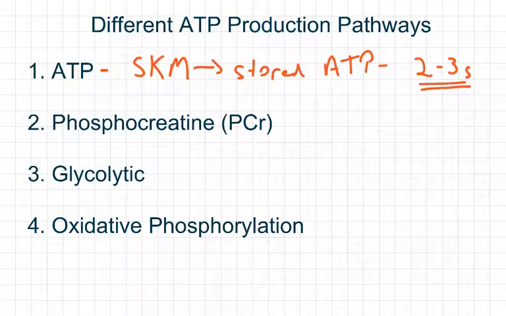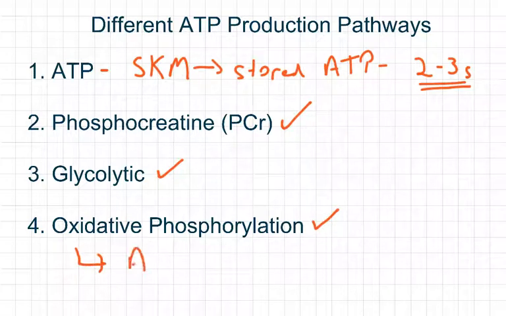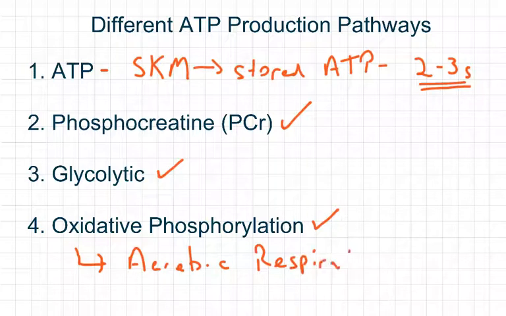But what happens when work lasts longer than these 2 to 3 seconds? Well, in this case, the body needs to start creating new ATP, and it does this through a couple of different processes. The first being the phosphocreatine pathway, the second being the glycolytic pathway, and the third being the oxidative phosphorylation pathway. The oxidative phosphorylation pathway is also termed aerobic respiration. So aerobic respiration and oxidative phosphorylation are kind of used interchangeably.